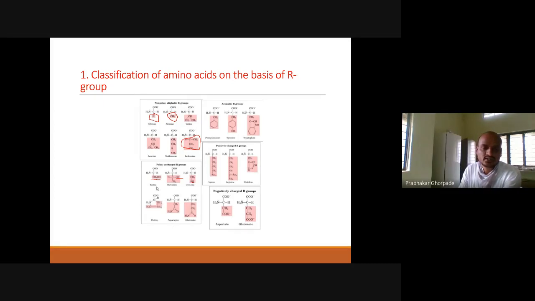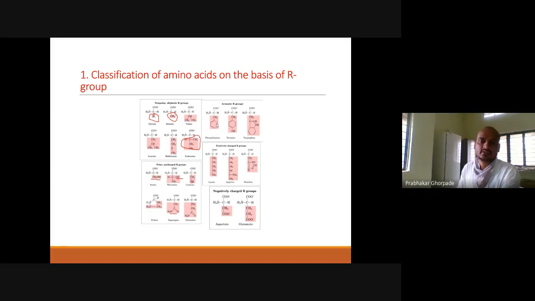And proline. Proline is a particular amino acid which is circular in structure, right? Its backbone is not straight like this. So it actually has an imino group inside it, right? Likewise, we have asparagine, glutamine. So these amino acids are the polar amino acids.